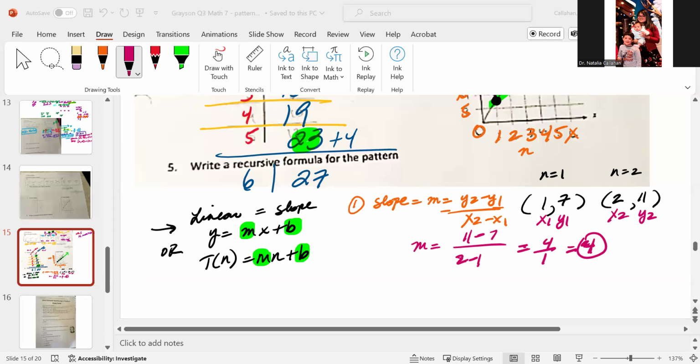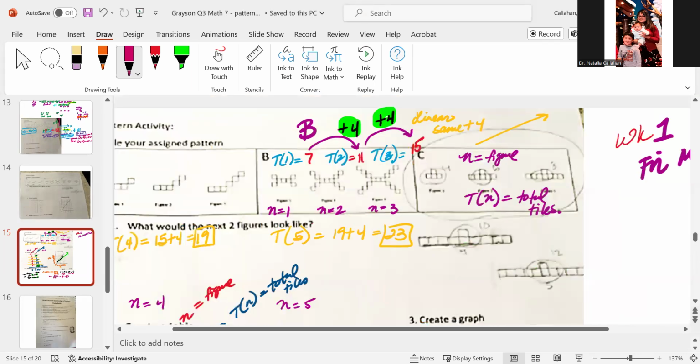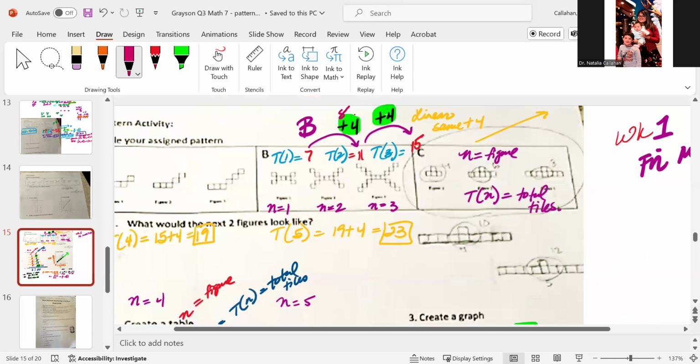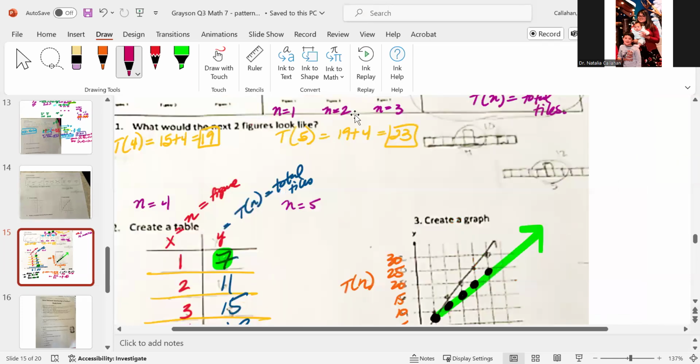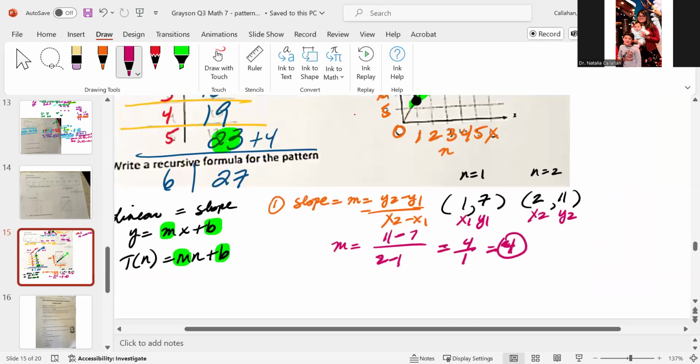But before that makes sense because didn't we say before that everything was added by 4? So it should match, right? So your slope is 4. So then we go back to this equation. So second step, we go y equals 4x plus b. Well, you still got to find b, right?